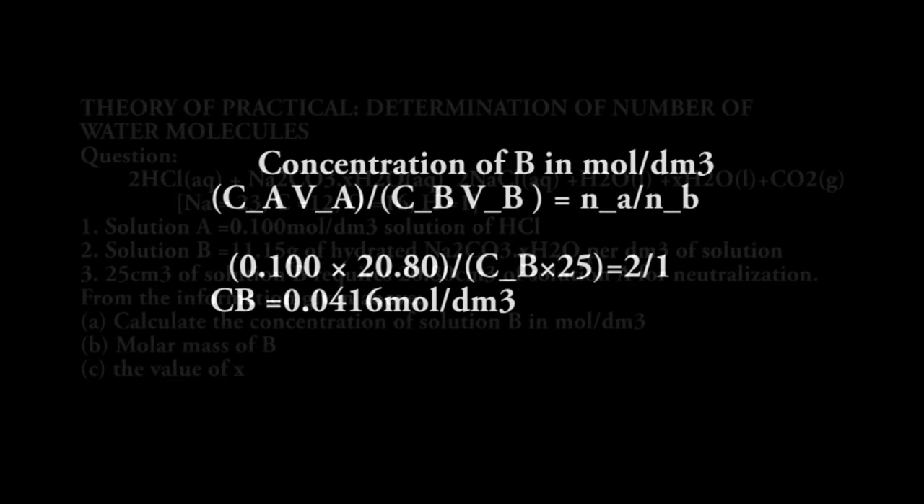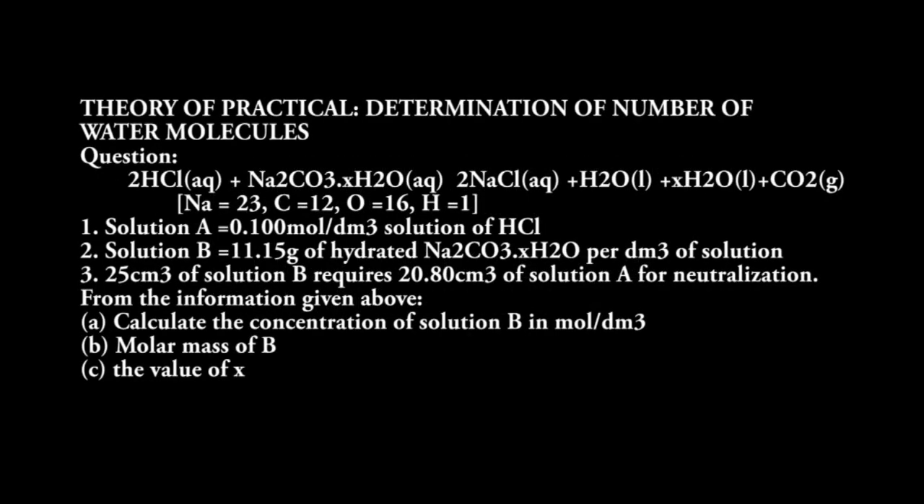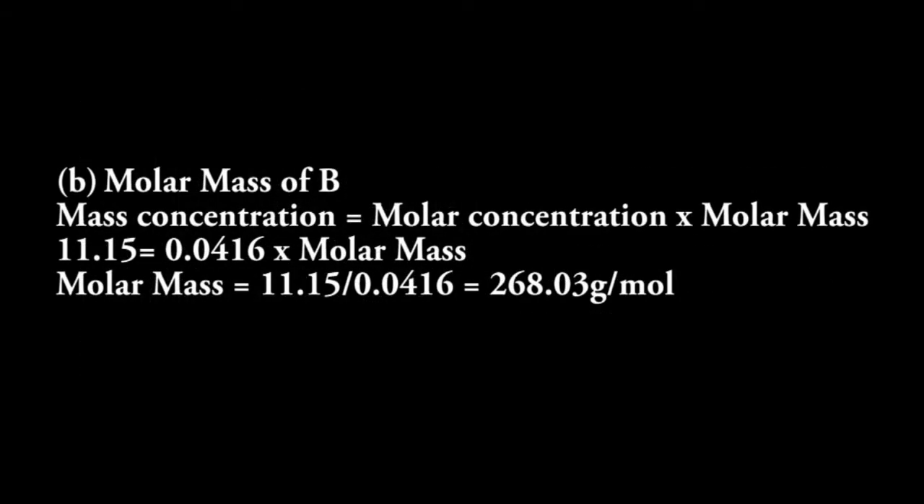To find the molar mass of B, we use our formula, which is mass concentration is equal to molar concentration times molar mass. Now, substituting our values into this formula, we obtain the molar mass of B to be 268.03 gram per mole.